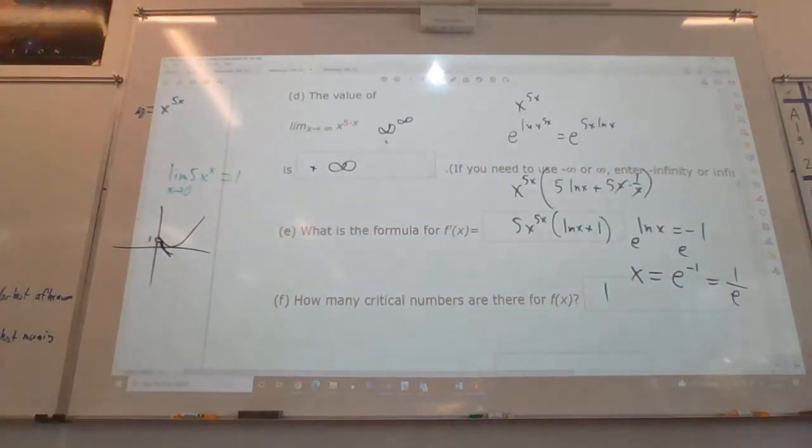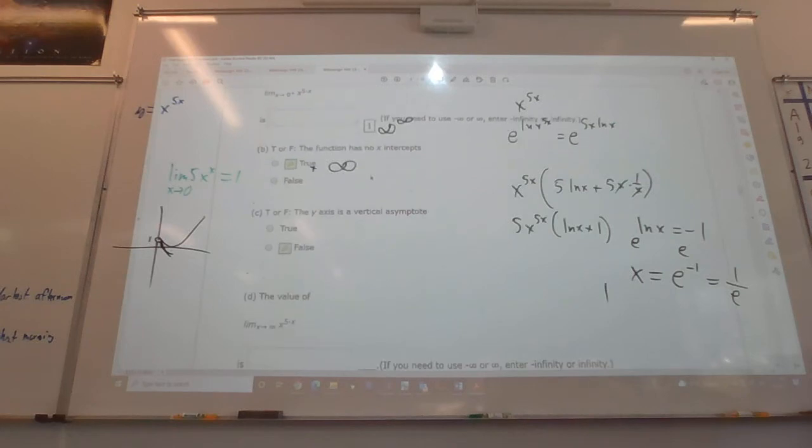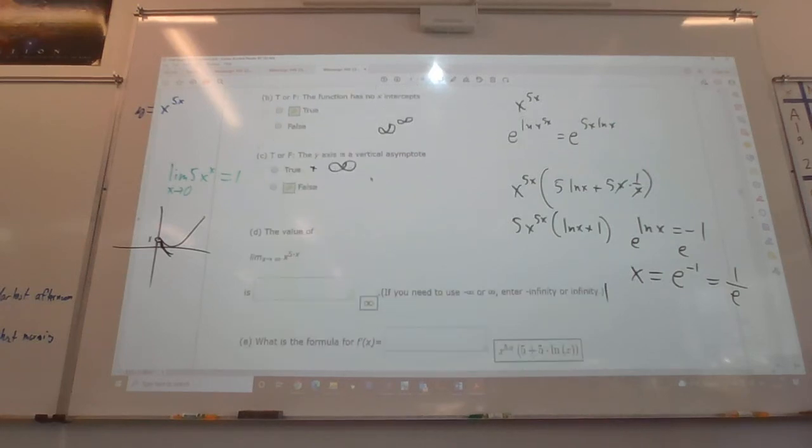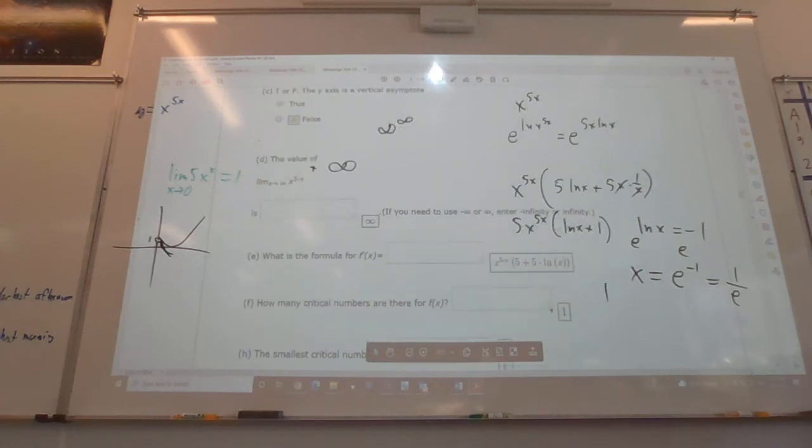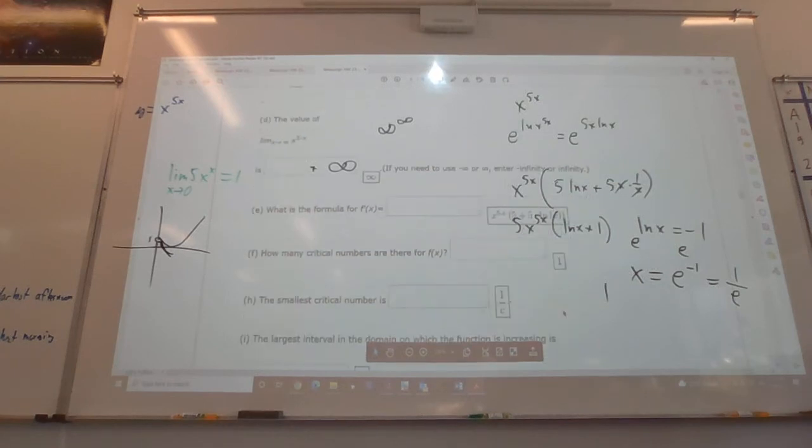That's a tricky point there. So I would say 1. Okay, let's see what they say. See if they agree with us. Infinity, we got that right. Okay, I didn't take out the 5, x to 5x is 5 ln of x, and 3 to 1. Yeah, there's one critical number. Okay, we know it's 1 over e.